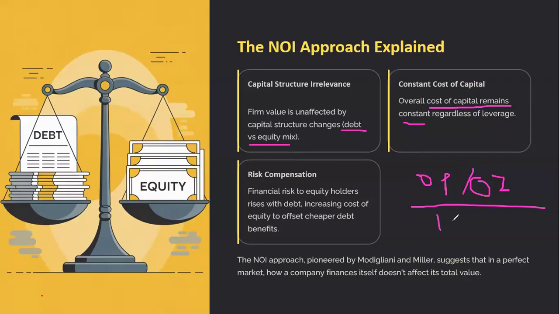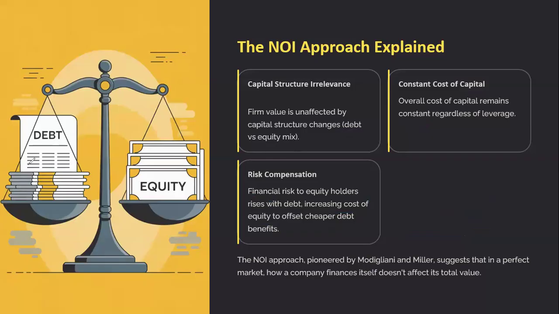So here cost of equity and cost of debt, these two factors are not in existence. Financial risk to the equity holders and debt increase the cost of capital and offset cheaper benefits. So, as per this theory, how much profit I'm getting after operations, after paying interest and debt, is more important because risk is there. Risk is there in equity as well as debt.